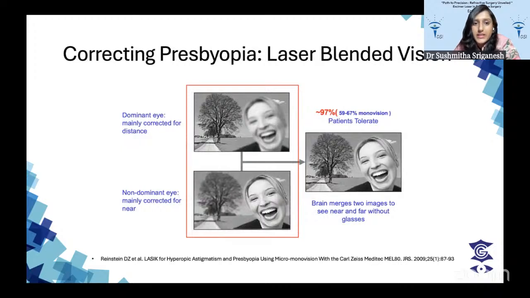This is laser blended vision. So you can see comparatively the dominant eye for distance and non-dominant for near, but there is also this intermediate zone. And the brain merges these two images to create a more tolerable outcome for patients, where 97% of the patients were able to tolerate this.